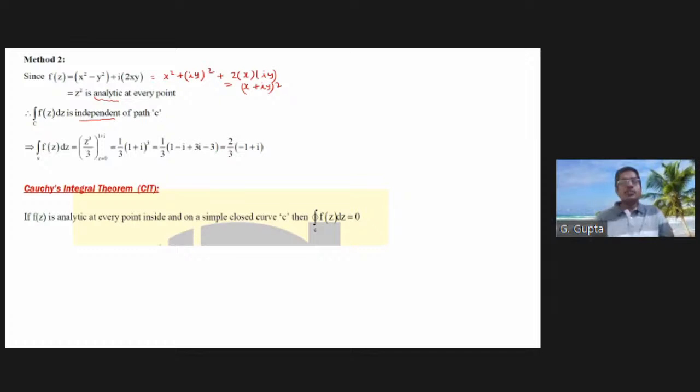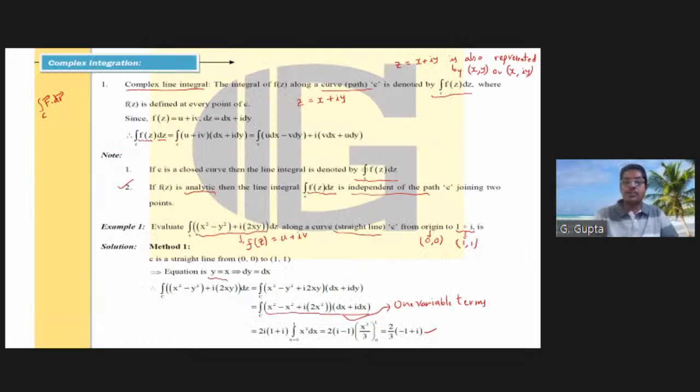But we are using the z variable terms, comparing with x variable terms integration, provided f of z is analytic only. So substituting upper limit and lower limit, expanding a plus b whole cube: a cube plus b cube plus 3a square b plus 3ab square. I square value is minus 1, I cube value is minus I. Using this, we get 2 by 3 into minus 1 plus I. The previous method also gave 2 by 3 into minus 1 plus I.